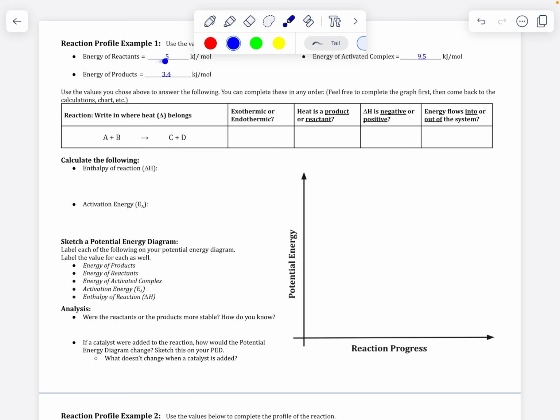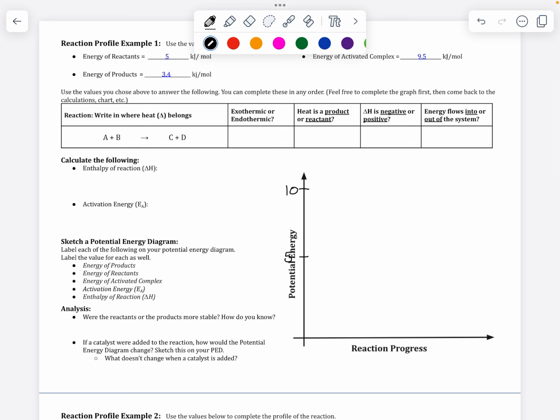I've got energy of reactants is 5 kilojoules per mole. Energy of products is 3.4 kilojoules per mole, and our energy of activated complex is 9.5 kilojoules per mole. We don't have to make our graphs perfect. I'm going to just add a couple numbers on here so I have an idea of how to space them so they end up in the right spot. So 10, because 9.5 is our greatest value. Then we've got a 5 there, and that's going to be enough for what I put on there.